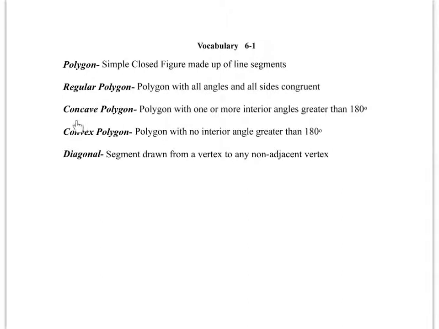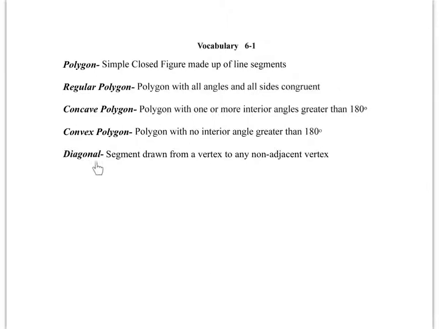A concave polygon is a polygon with one or more of its interior angles greater than 180. In other words, one of the sides or one of the corners is bashed in. A convex polygon is a non-concave polygon. It's a polygon with all interior angles less than 180, or with no interior angle greater than 180. So none of the corners have been bashed in.